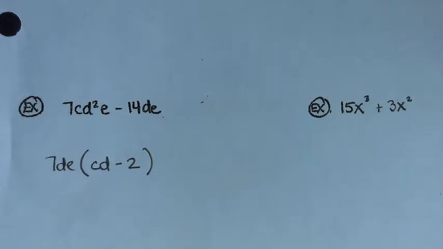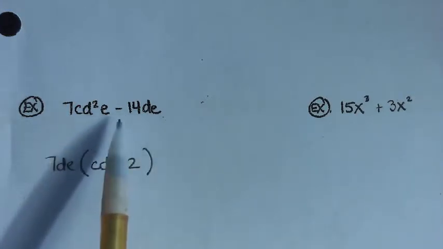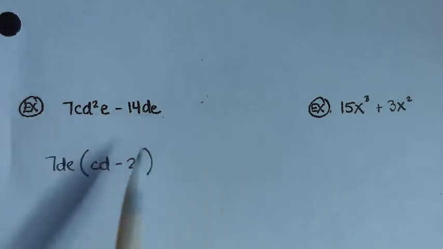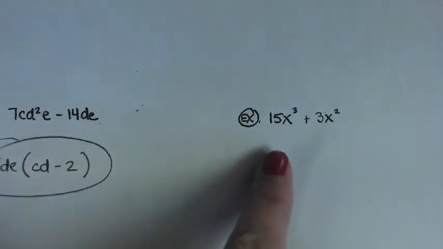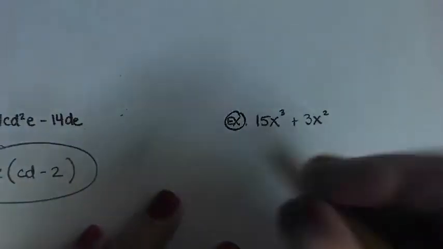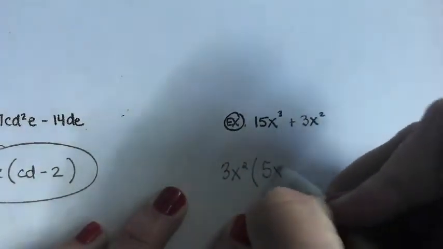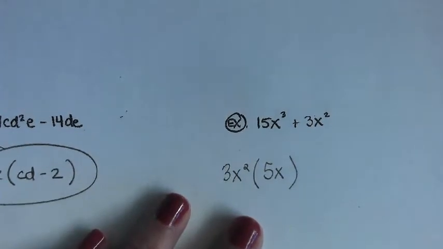Let me just look. They got a 7 in common, a D in common, an E. 7DE leaves CD, and 7DE leaves minus 2. Perfect. And the second one, what did you get? Jordan. Just like that? Raise your hand if you got something different. Uh-oh. Tell me, Kaylee Smith.